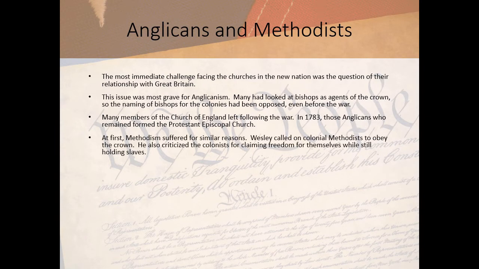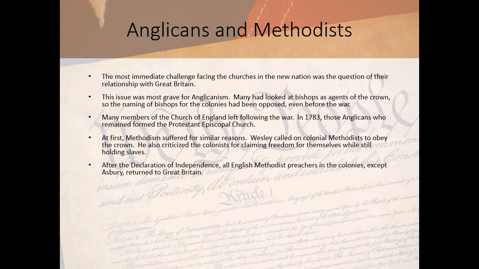At first, Methodism suffered for similar reasons. So we know Wesley was not a big fan of the colonies rebelling. Wesley called on colonial Methodists to obey the crown. He also criticized the colonists for claiming freedom for themselves while still holding slaves. He had a point there, but Methodists weren't going to be looked at very highly because their leader is sitting there saying, you can't go do what you're wanting to do. You can't rebel. You can't become your own country. So that's going to kind of put a damper on them for a bit.